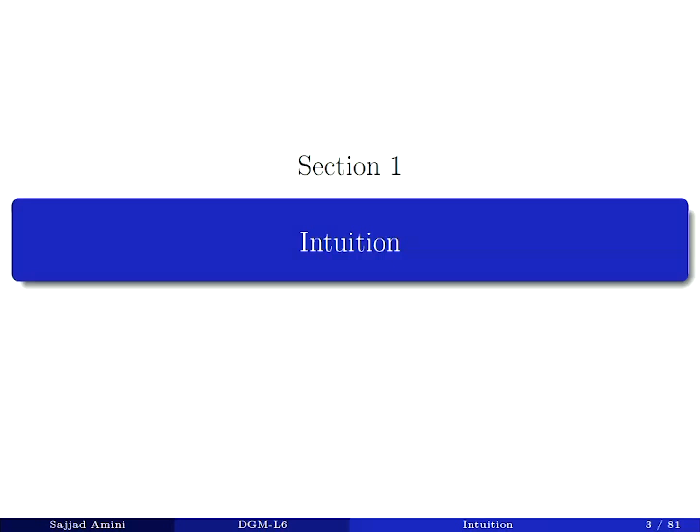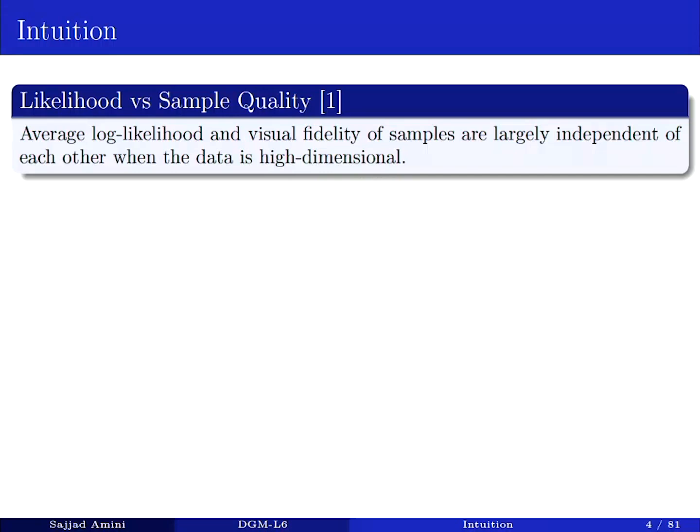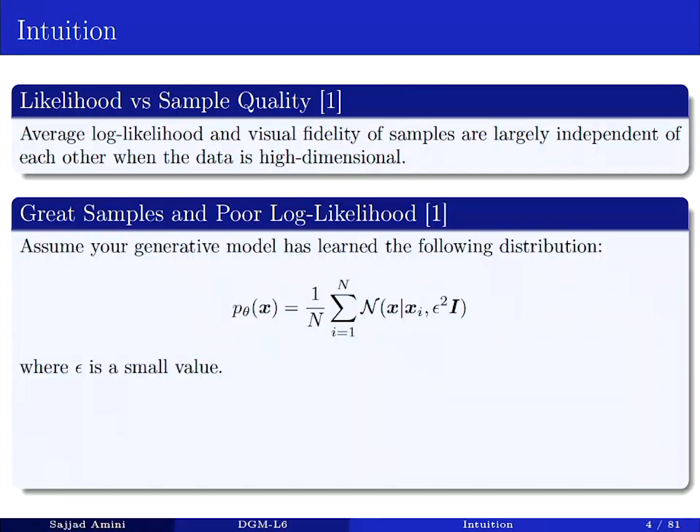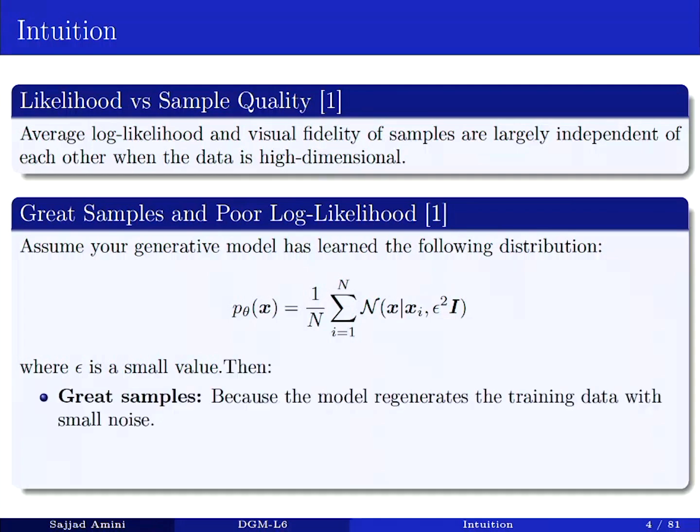So let's recap what we have seen previously. We see that the general loss function or distance metric based on likelihood may not be a great option due to the discrepancy between the concept of great samples and great likelihood. It seems that they are not generally in one direction. It means that when you have a great likelihood, you do not have great samples necessarily.